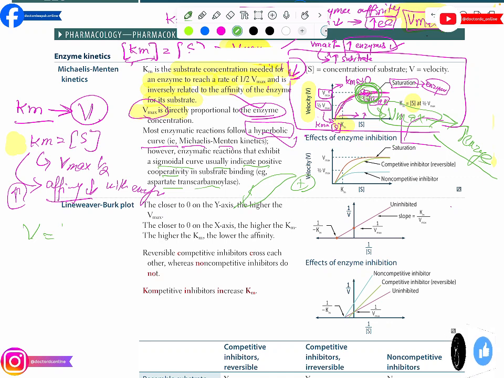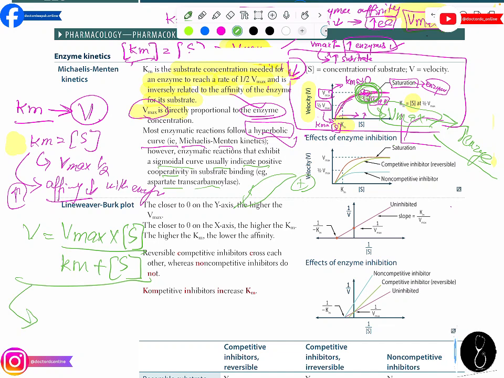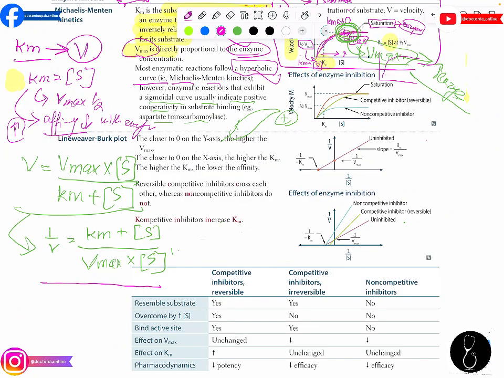Now, secondly, the same concept with the same equation given by the Michaelis Menten kinetics: V equals Vmax multiplied by substrate concentration, divided by Km plus substrate. Okay. If we take the reciprocal of that equation, it becomes 1 over V equals Km plus the concentration of substrate, divided by Vmax multiplied by substrate. Fine. This is the reciprocal of the Michaelis Menten equation.